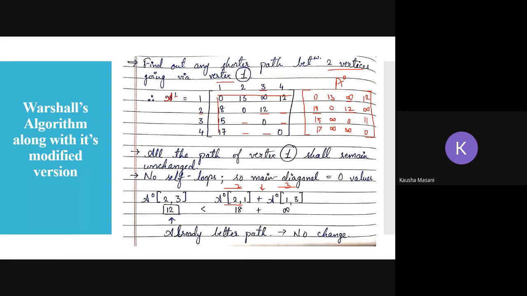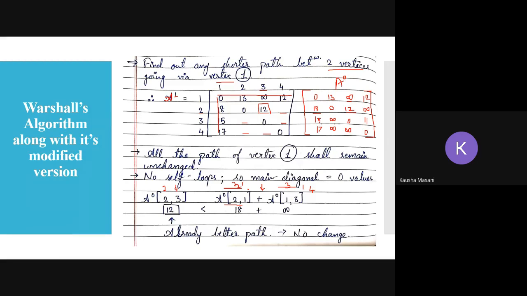So that is for this one missing value, from 2 to 3. Now we are going to check for 2 to 4 via vertex 1. The same thing we are going to do. A of 0, 2, 4. And here A0 of 2, 1 and A0 of 1, 4.